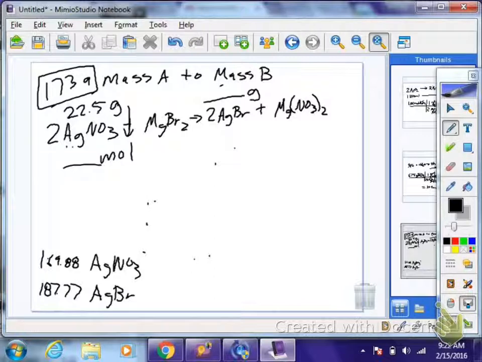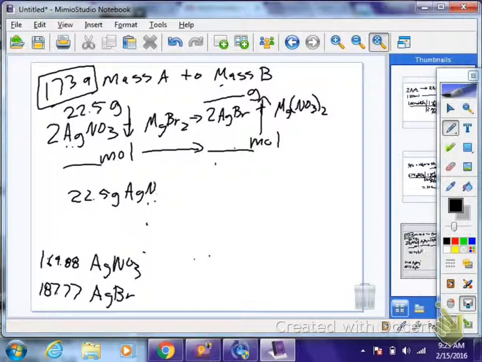What's the next thing? Mole to mole. Right? Second step. Third step. Mole to grams. Okay? So I'm going to start out with 22.5 grams of AgNO3. Go ahead and do the first step, see if you get it right.